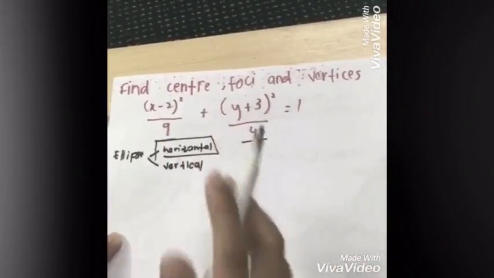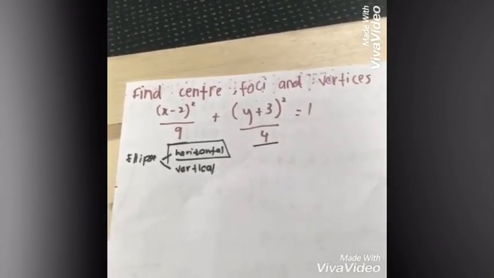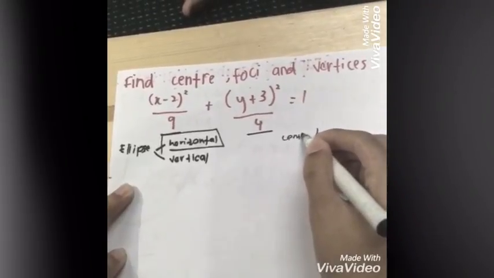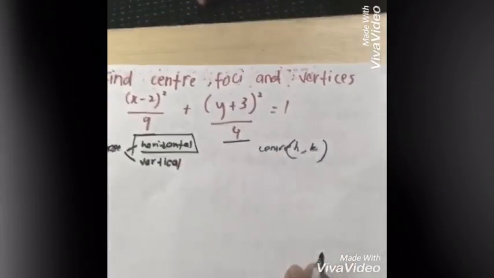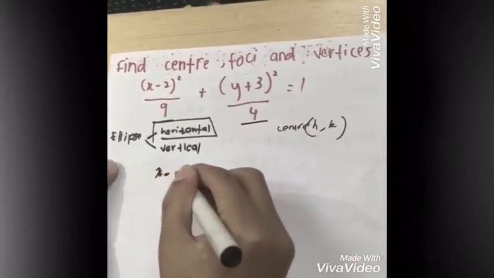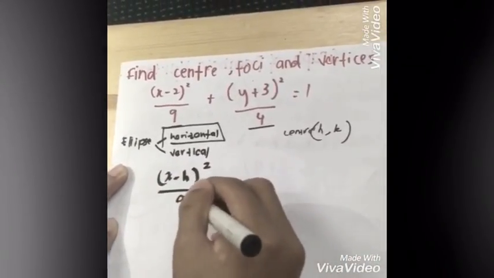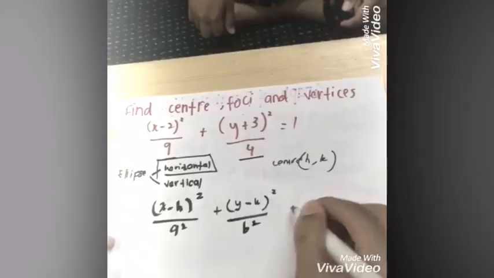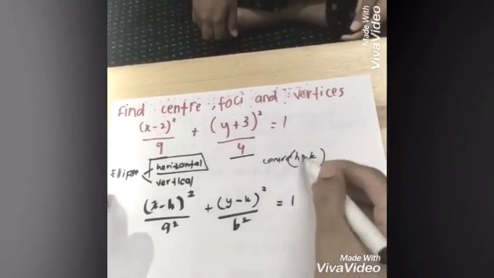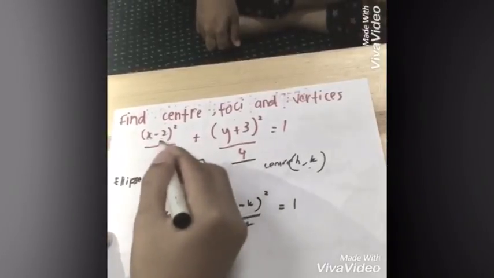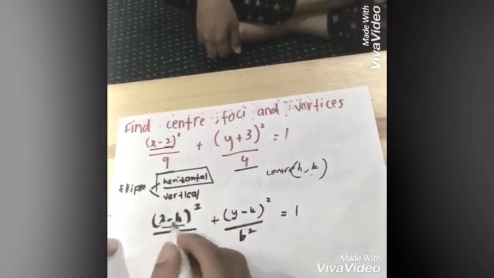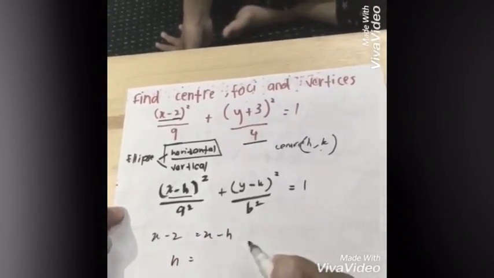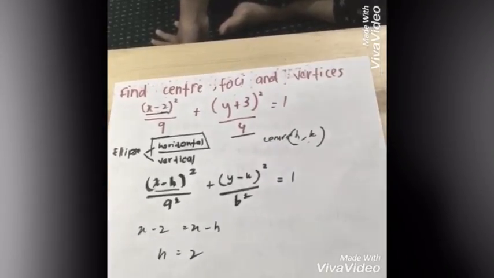Okay, first we need to find the center. Center we can find from the equation, h and k. Center equal to (h, k), and this equation means x minus h squared over a squared plus y minus k squared over b squared equal to 1, with center equal to h and k. So this one means x minus h, so x minus 2 equal to x minus h, so h equal to 2. Okay, good. Okay, next question.